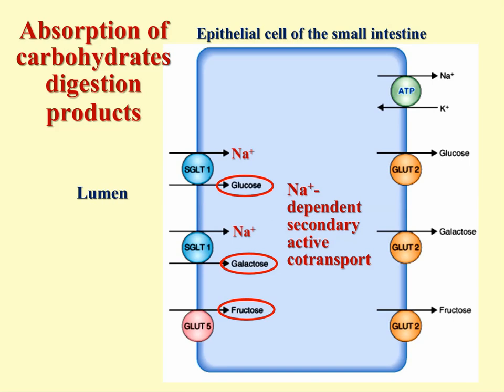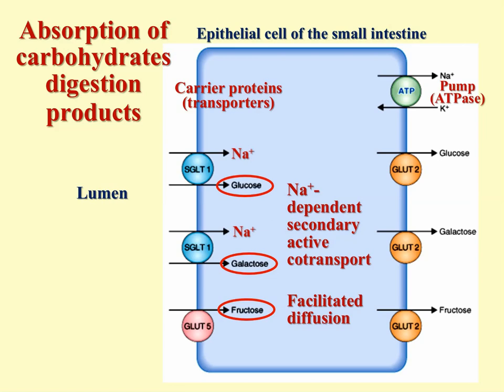Only one, fructose, is transported by facilitated diffusion. It uses another transporter which is not related to sodium. So it decreases the amount of this monosaccharide's absorption as compared to glucose and galactose, because sodium greatly contributes to this transportation. So all these are carrier proteins, transporters. And the other type of glucose transporters, GLUT2, is used to transport all these three monosaccharides.